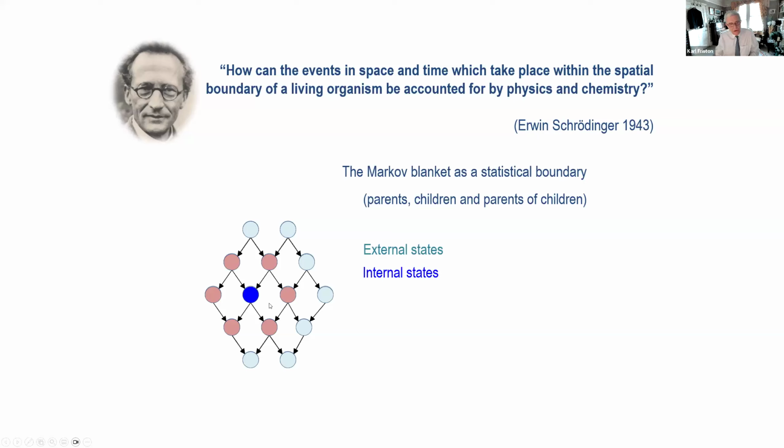And I'm going to make a further move here, which will be evident why I'm doing that in the next slide. I'm just going to divide the blanket states into sensory states that influence but are not influenced by the internal states, and active states that influence but are not influenced by the external states. And so with this particular partition, I've now got a mathematical description of some entity, some particle, some person that possesses internal states and their blanket states, where the blanket states can be divided into sensory and active states.